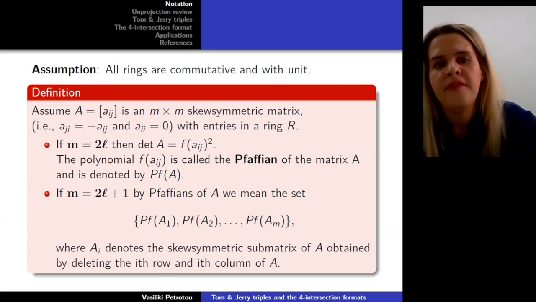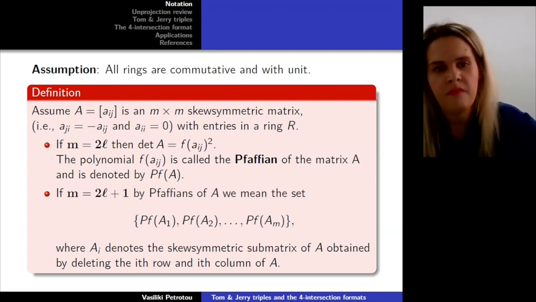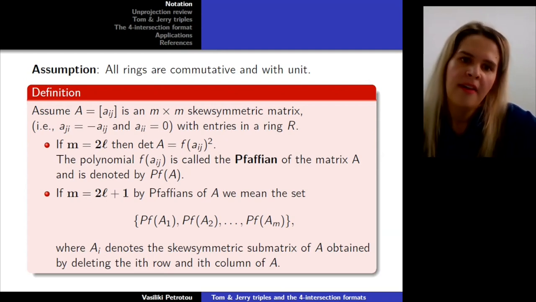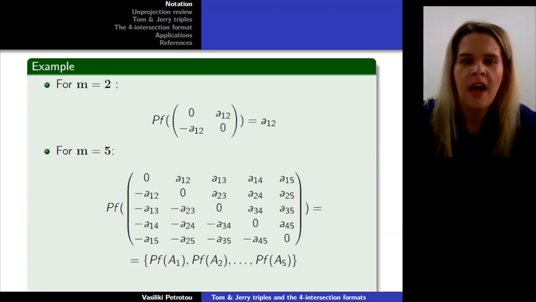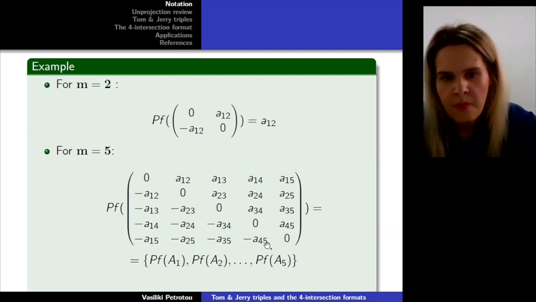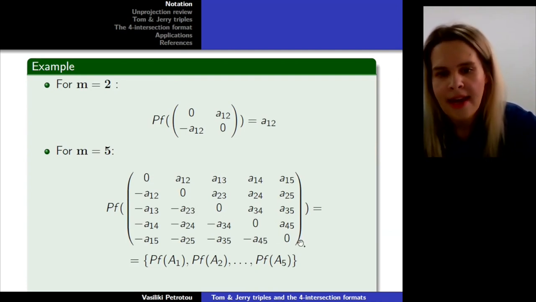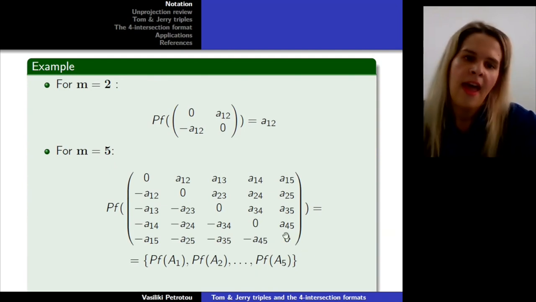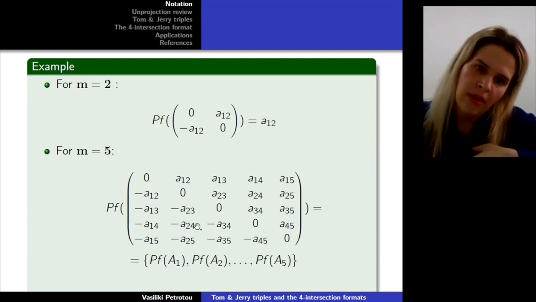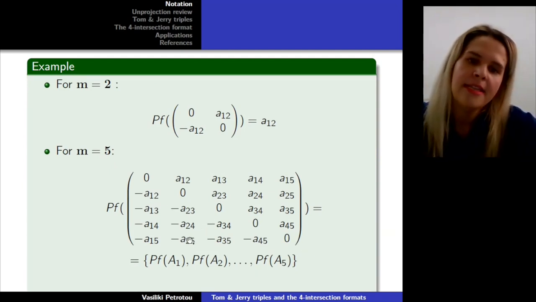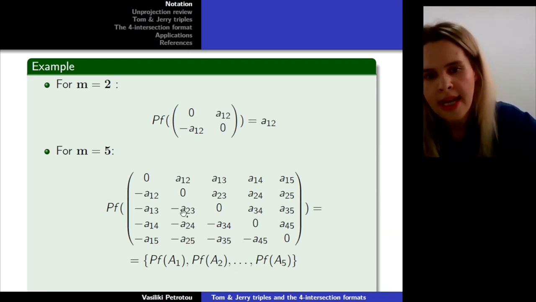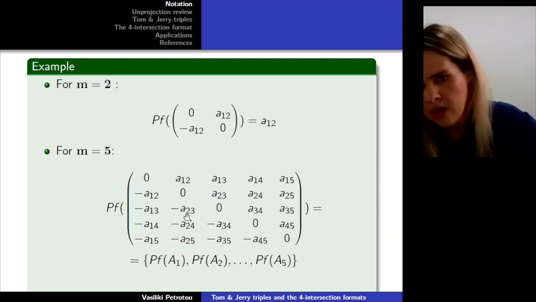During this talk, when I refer to a ring, I will mean a commutative ring with unit. Assume that we have an m times m skew-symmetric matrix. I mean a matrix of this form. The elements of the main diagonal are equal to 0, and each element which is below the main diagonal is equal to the opposite of the corresponding element up to the main diagonal.